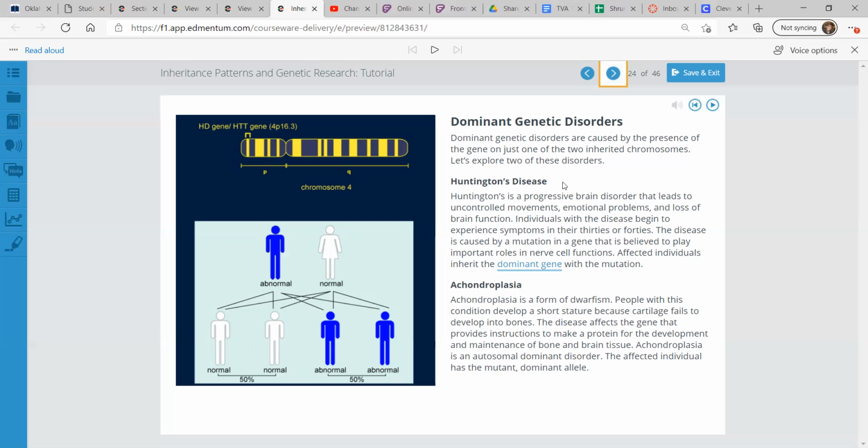Huntington's disease is a progressive brain disorder that leads to uncontrolled movements, emotional problems, and loss of brain function. Individuals with the disease begin to experience symptoms in their 30s or 40s. The disease is caused by a mutation in a gene that is believed to play important roles in nerve cell functions. Affected individuals inherit the dominant gene with the mutation.